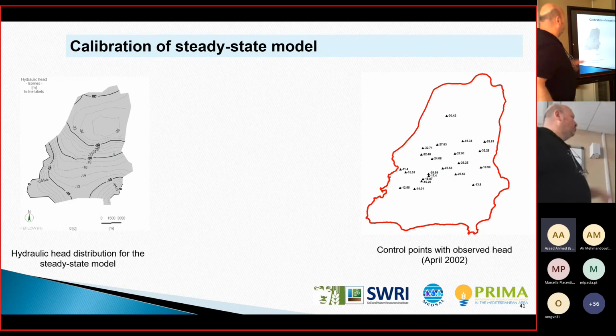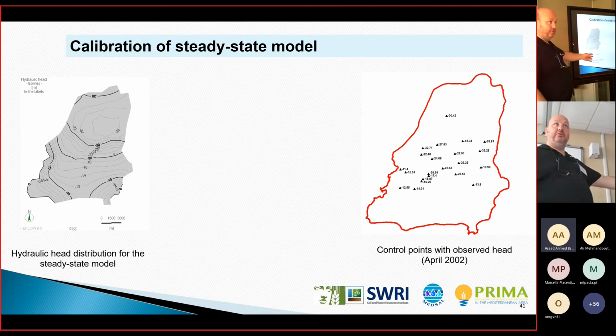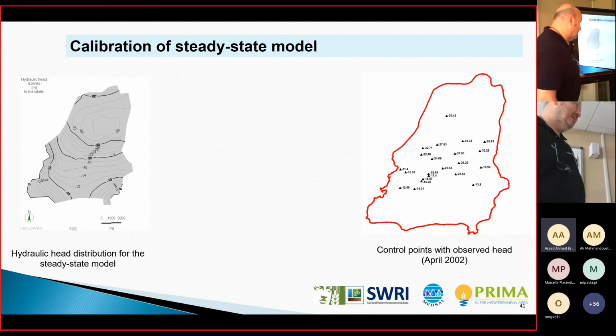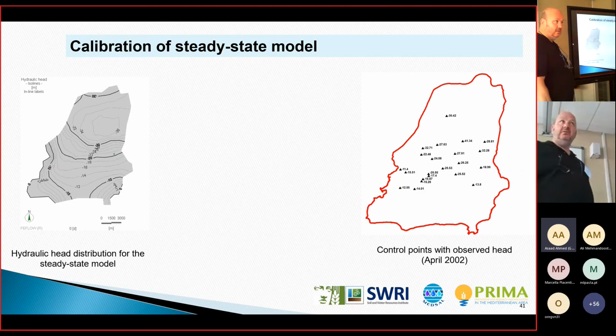Okay, that was some quick management scenarios, and now we talk about the calibration of the model. So in the left map here, we have the hydraulic head distribution, the modeling results, and in the right map, we have actually the measurements, the observed head in the aquifer. So we have to compare these.